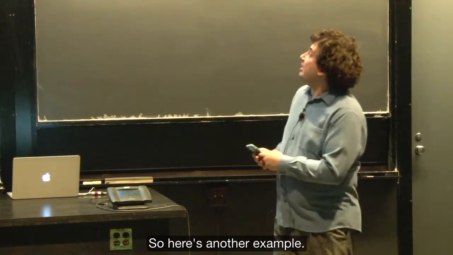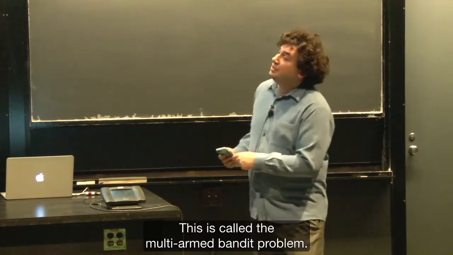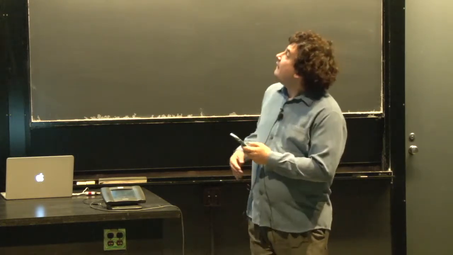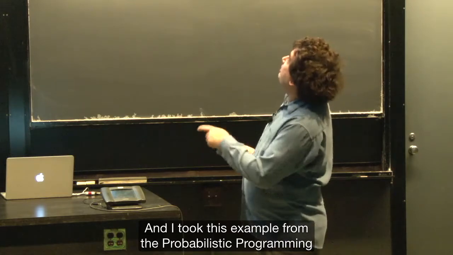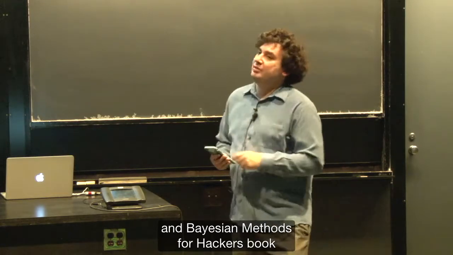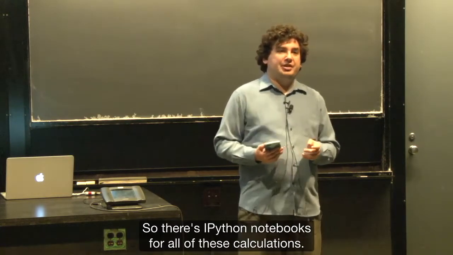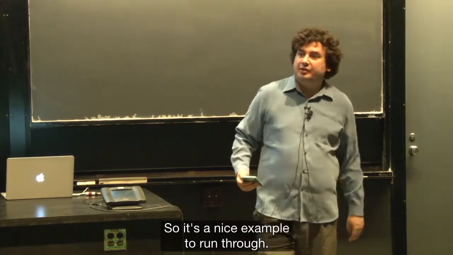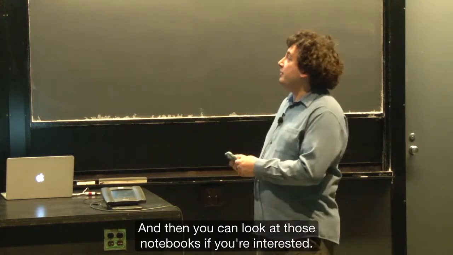All right, so here's another example. This is called the multi-armed bandit problem. I took this example from the Probabilistic Programming and Bayesian Methods for Hackers book that I mentioned last time. So there's IPython notebooks for all of these calculations. So it's a nice example to run through, and then you can look at those notebooks if you're interested.